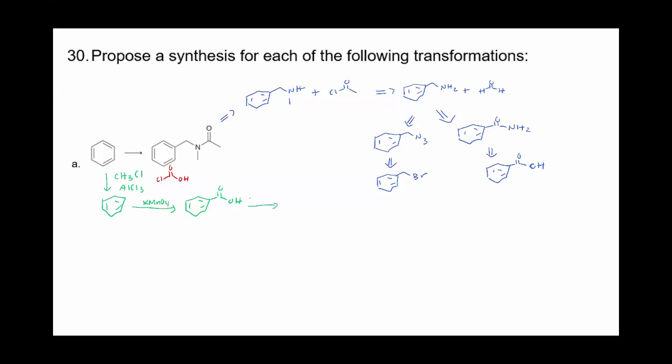And then we can form the amide. You can either go through the acid chloride, or we can use DCC and ammonia. And then we're going to reduce with excess LAH.